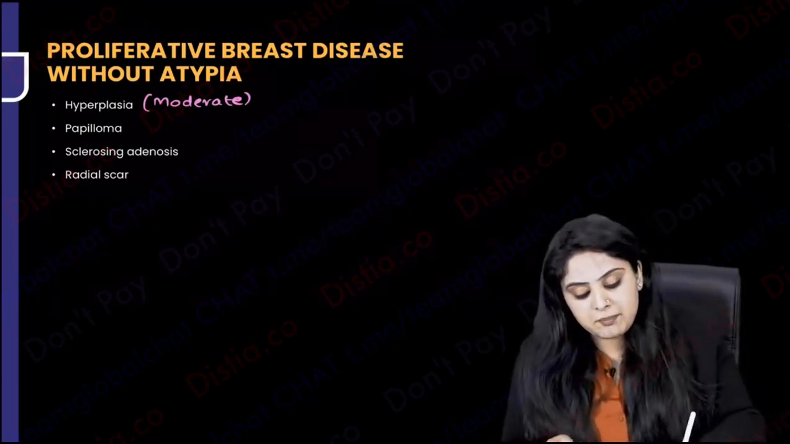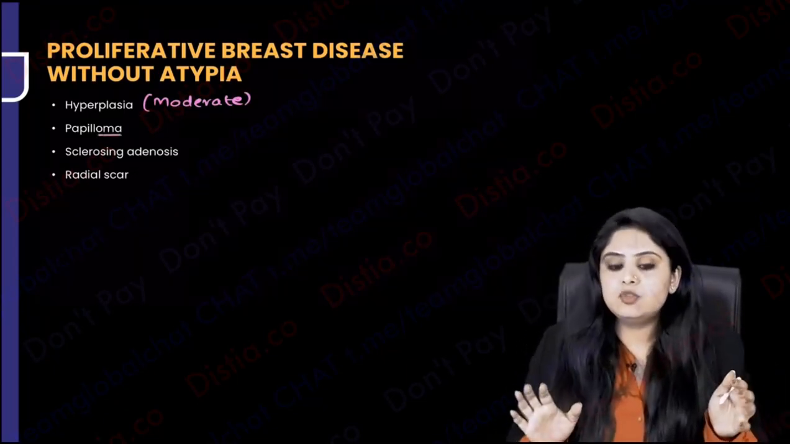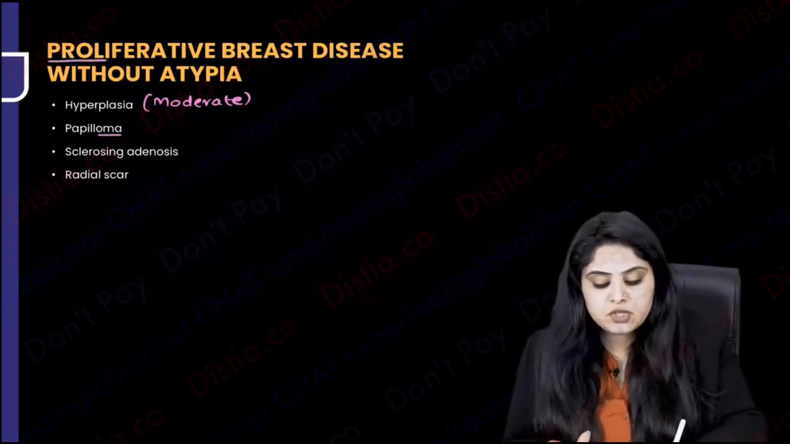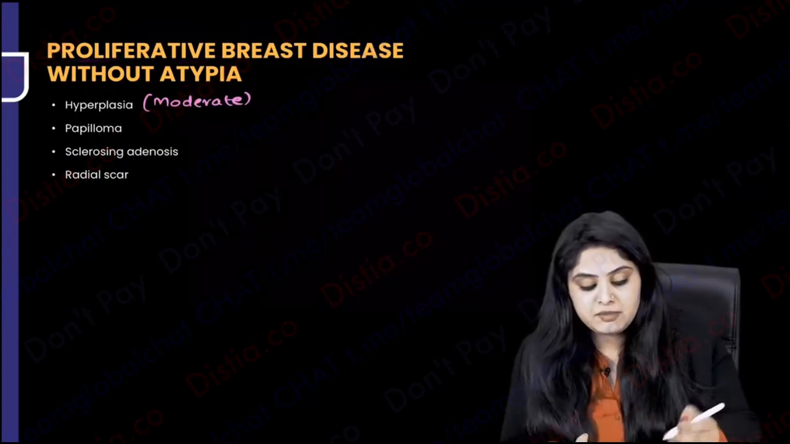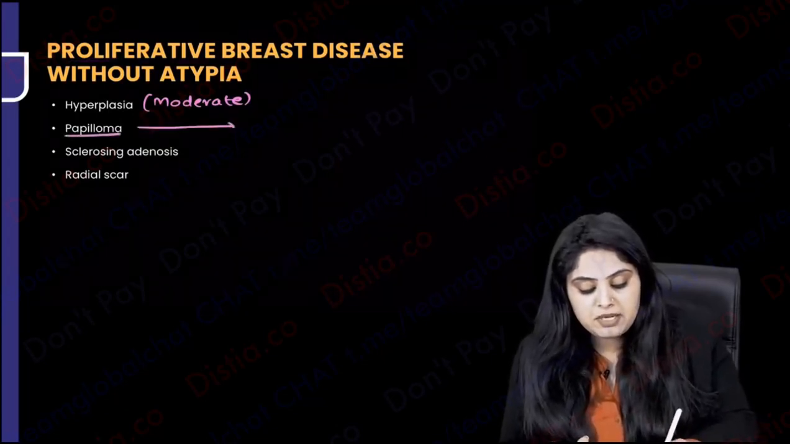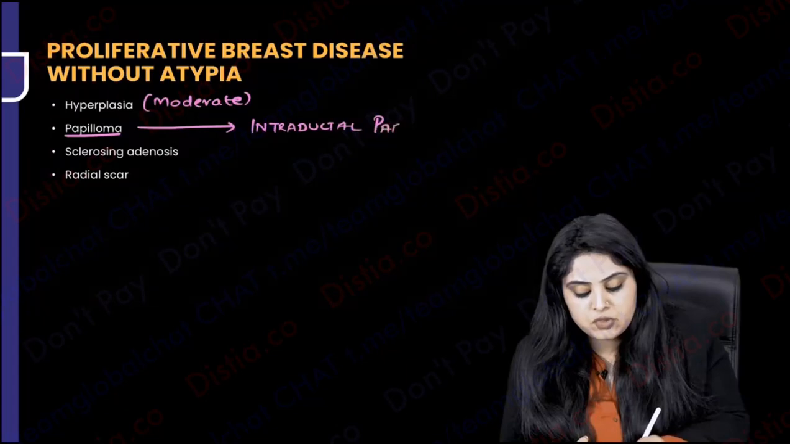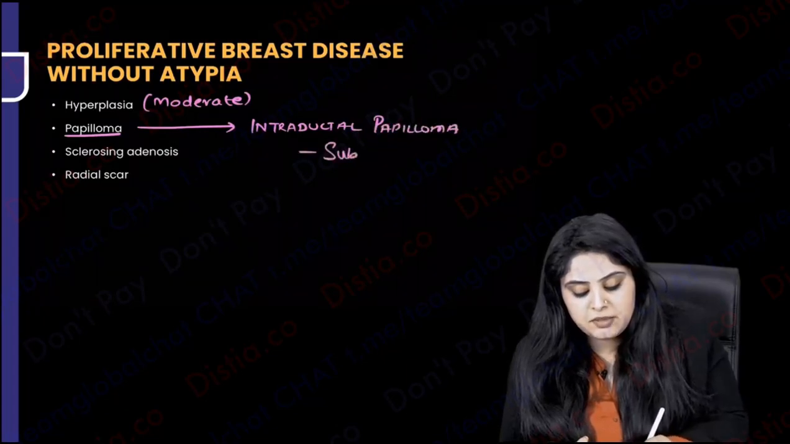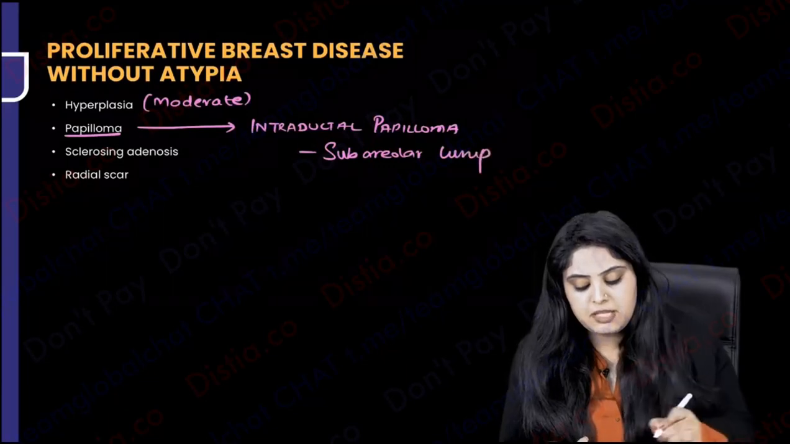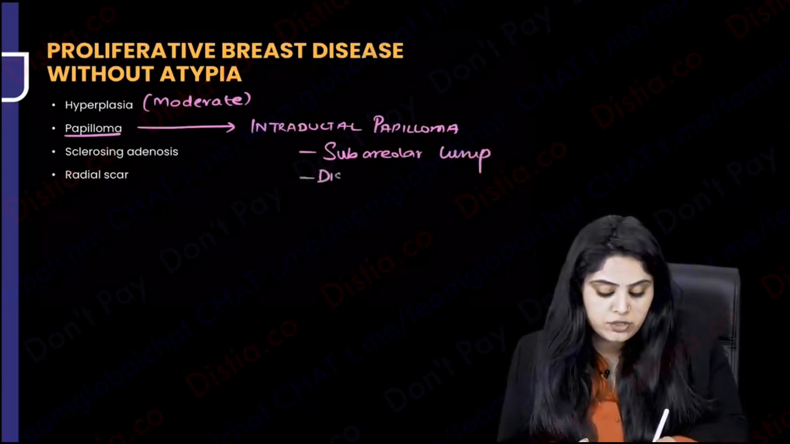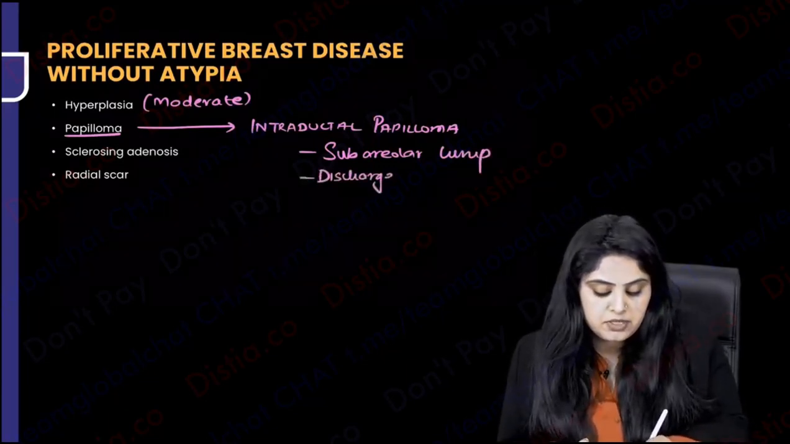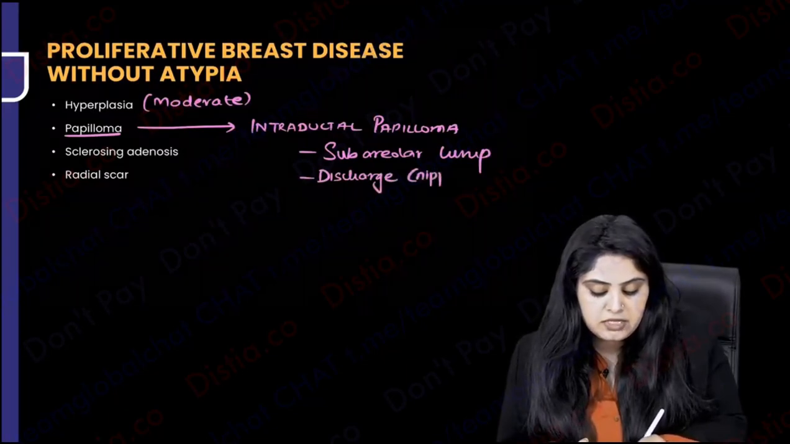After that, look at this papilloma. Papilloma, benign tumor. So is this going to show you proliferation? Of course, yes. In fact, let me finish this off here only. Papilloma in surgery will come across as intraductal papilloma. And please remember, intraductal papilloma usually presents as a subareolar lump, and the patient is going to have discharge from the nipple.